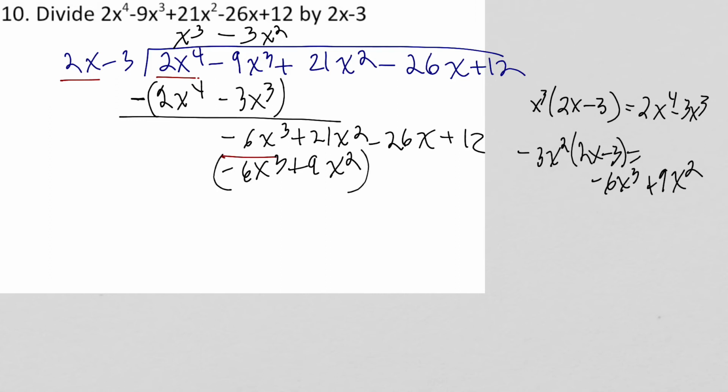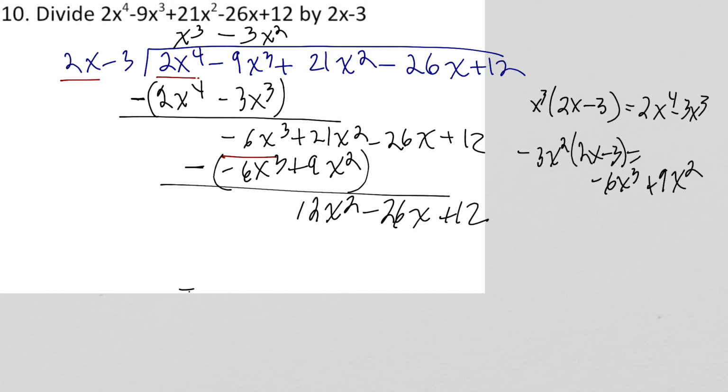And again, I am subtracting, so be careful. So a -6 minus a -6 cancels. 21 minus 9 is 12, that was right. 12x squared. Bringing down this one and the other.